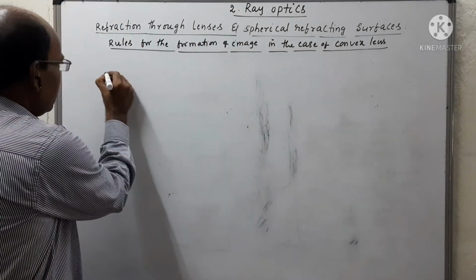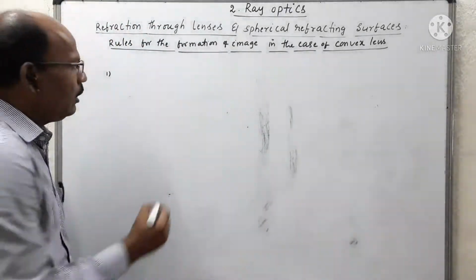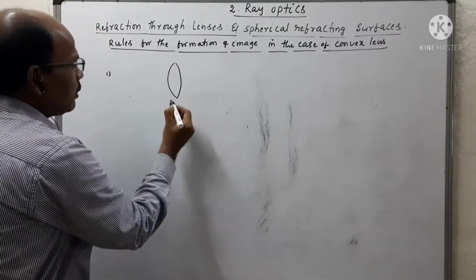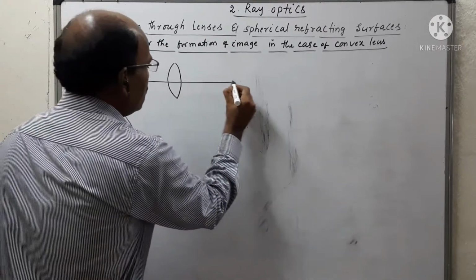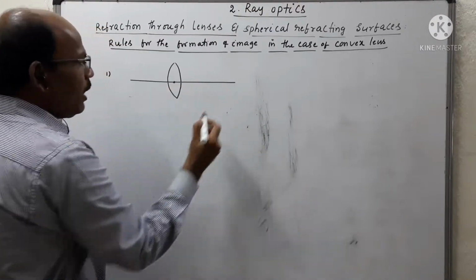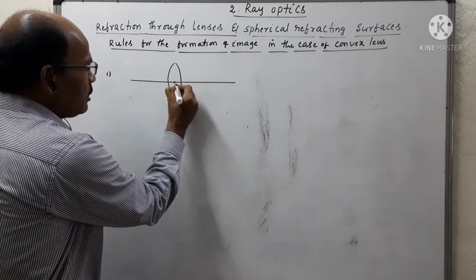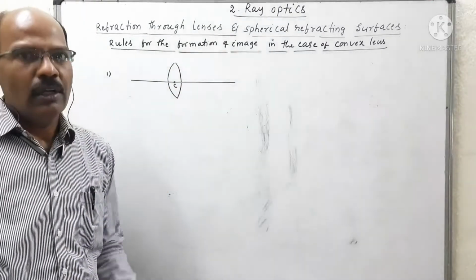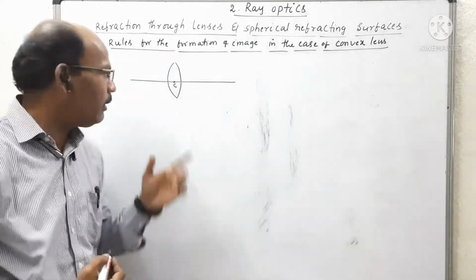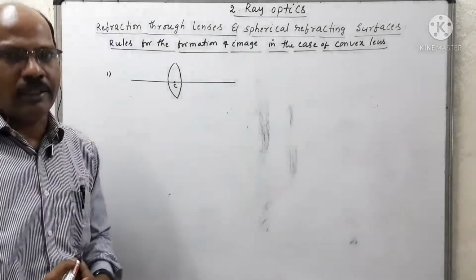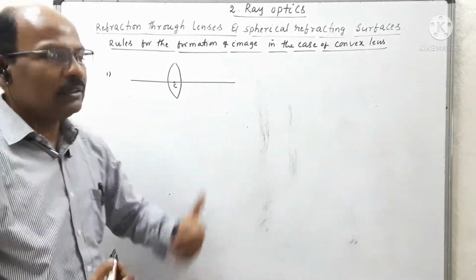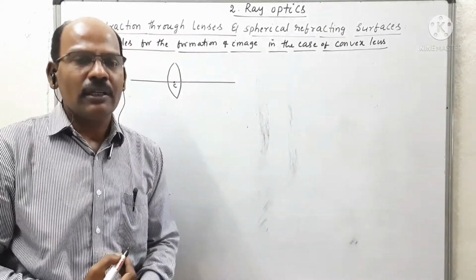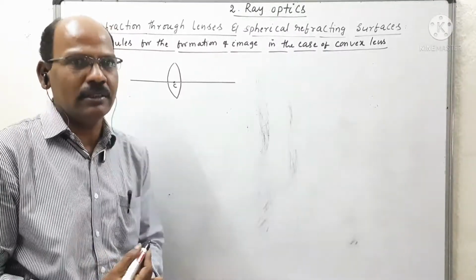So the first rule: we can consider a convex lens. This is the principal axis and OC is the optic center. It has two refracting surfaces whose radii of curvature are respectively R1 and R2. Later we will explain the sign convention in the case of lenses, which is similar to the sign convention in the case of mirrors.